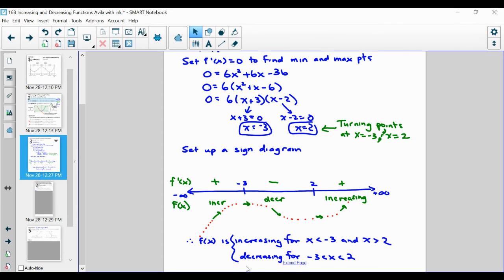So we can say that the function is increasing when x is less than negative 3 and greater than 2, and it's decreasing when x is between negative 3 and 2. We're not going to use the greater than or equal sign, just the less than signs.